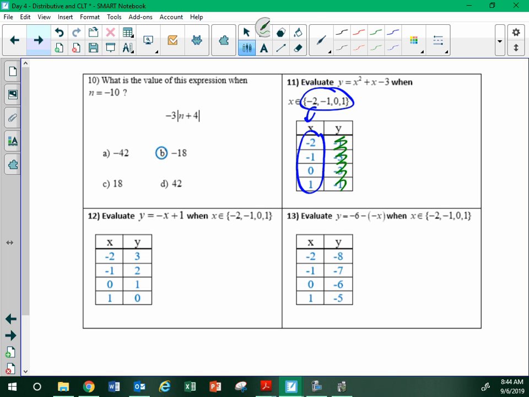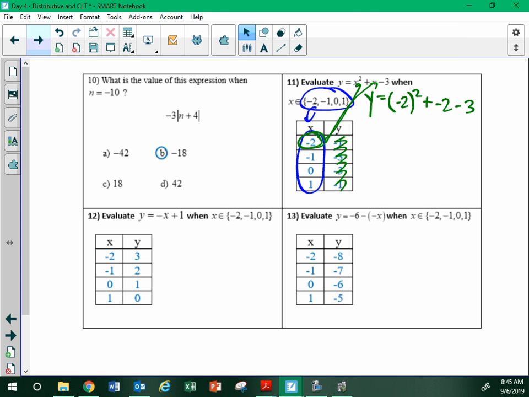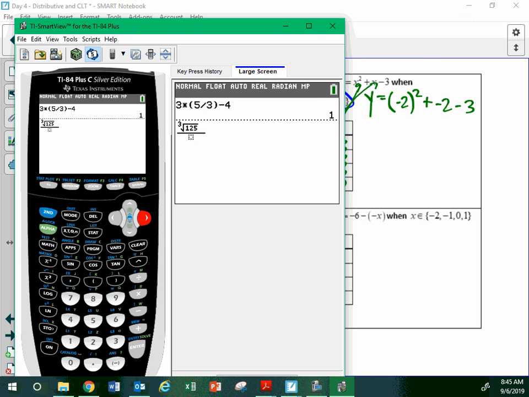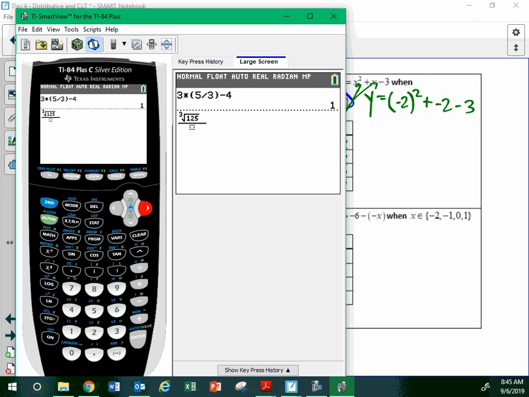I'm going to go do my first one. Y equals negative 2 quantity squared plus negative 2 minus 3, right? So I just took this and put it in for x. Now again, once you do this on your calculator, you honestly can type it like that in your calculator. So I have parentheses, negative 2 parentheses squared plus negative 2 minus 3.